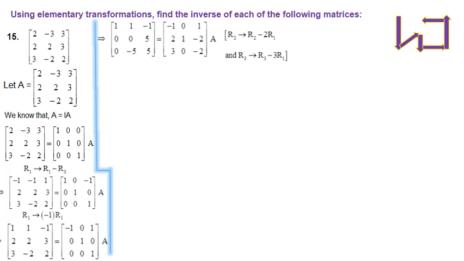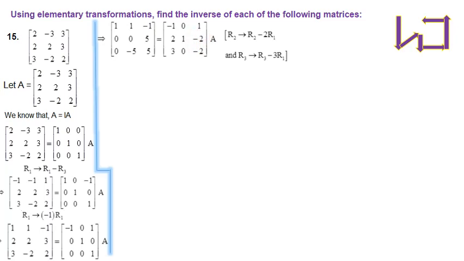Equal to, on the right side, just R1 remains the same: minus 1, 0, 1. And R2 we are changing. R2, how we are changing? R2 minus 2R1. That is 0 minus 2 into minus 1. 2 into minus 1 is minus 2, minus minus is plus, that is 0 plus 2, that is equal to 2. Next is R2 is 1. R2 minus 2 into 0, that is 1 minus 0, that is equal to 1. Next R2, 0 minus 2 into 1, 2 into 1 is 2, so 0 minus 2 is minus 2.